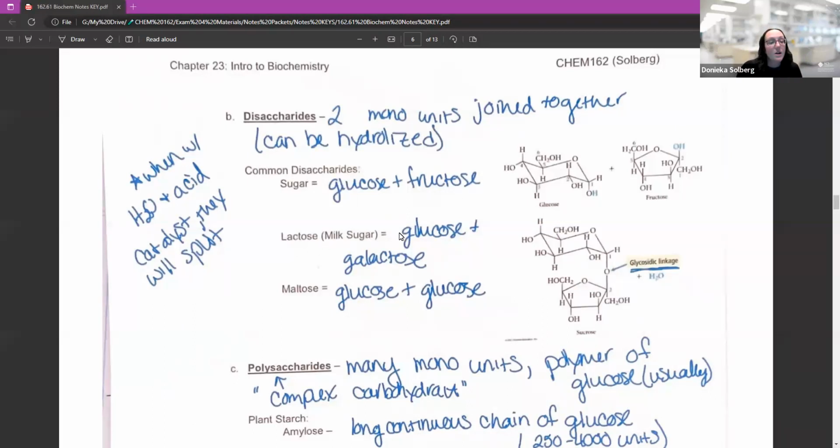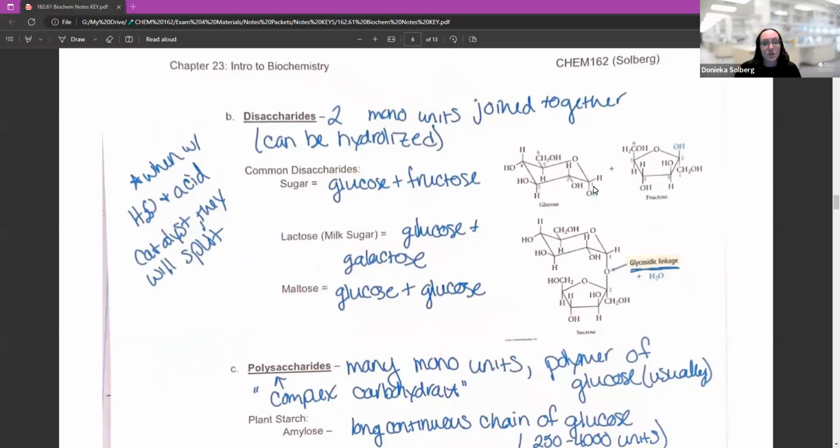Lactose is milk sugar. A lot of people are allergic to it. It is a glucose bonded to a galactose molecule. Maltose is glucose and glucose. There's all kinds of these disaccharides that we consume every day. Okay, so what makes them disaccharides? How do we make that bond?